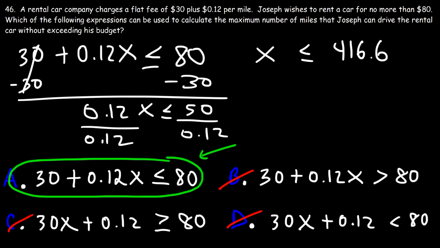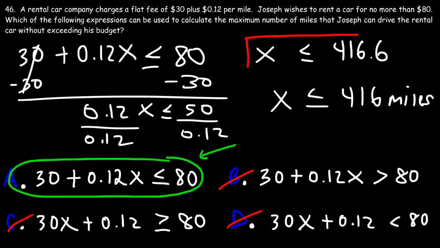But if we use 417, that's going to exceed his budget of 80 bucks. So we're going to round it down. And so he doesn't want to drive no more than 416 miles, just to be on the safe side, if you want to round it. But the more accurate answer is 416.6 repeating. If he goes beyond that, he's going to spend more than $80. So this is going to be his limit.